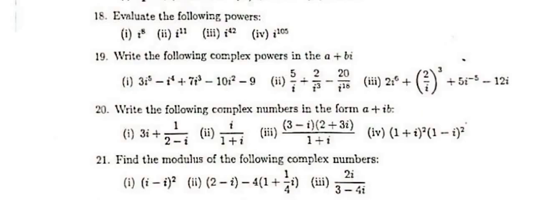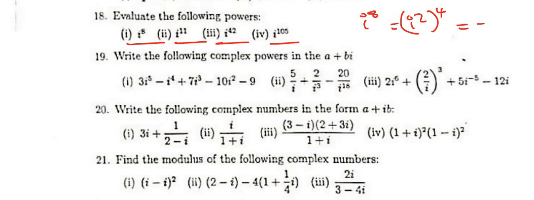the first thing here is reducing these i's. So like i to the power 8, if the power is an even number, we can reduce it using 2. This is the same as i squared to the power 4, which is the same as negative 1 to the power 4. This just becomes 1.